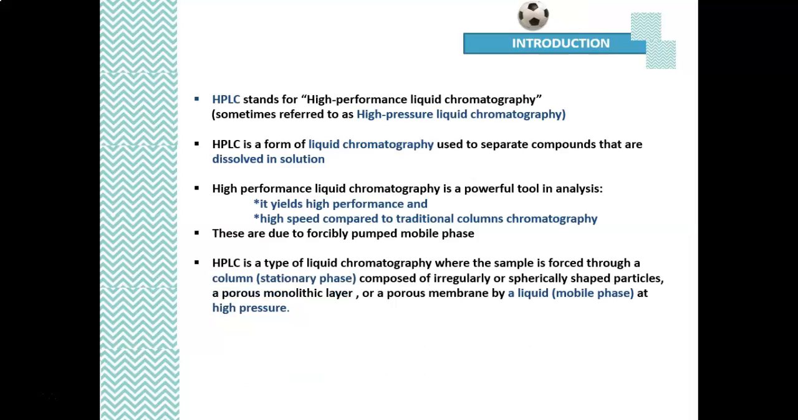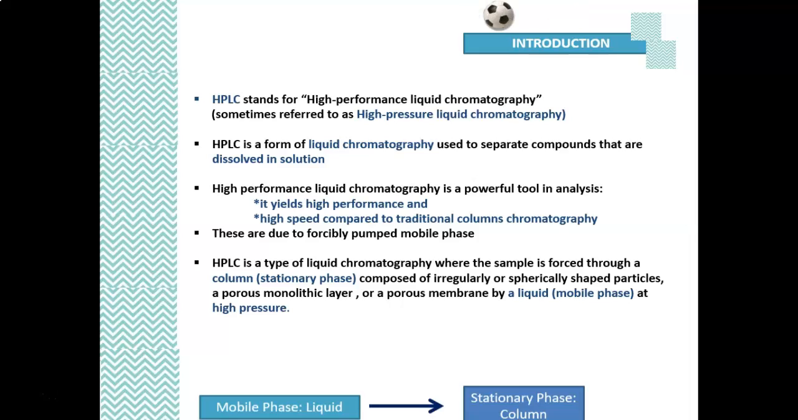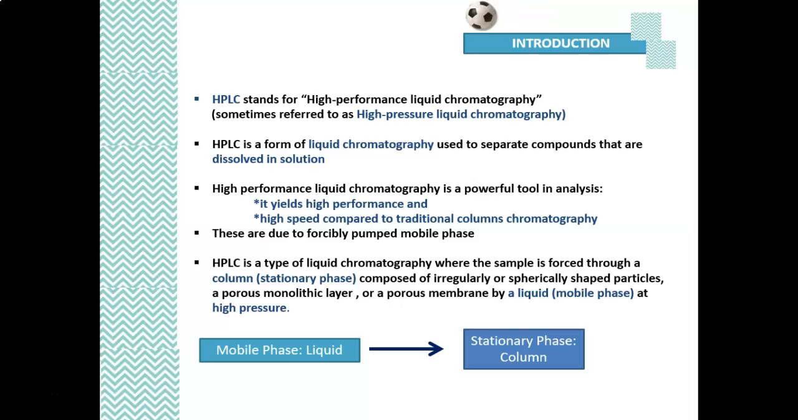HPLC is a type of liquid chromatography where the sample is forced through a column, which is the stationary phase, composed of irregularly or spherically shaped particles, a porous monolithic layer, or a porous membrane, by a liquid mobile phase at high pressure. So the mobile phase is the liquid and the stationary phase is the column. Make sure you can identify the mobile phase and the stationary phase for each chromatography that we have learned previously, and also HPLC.